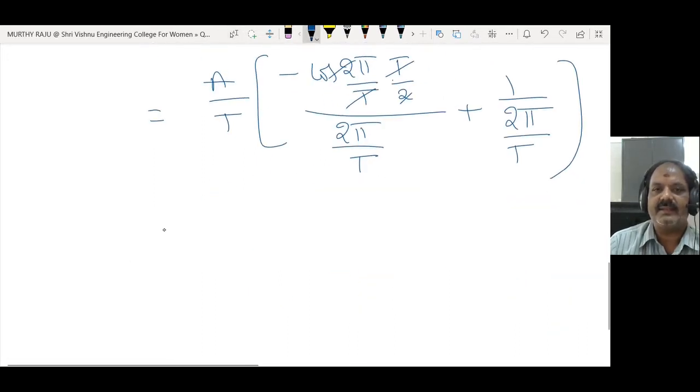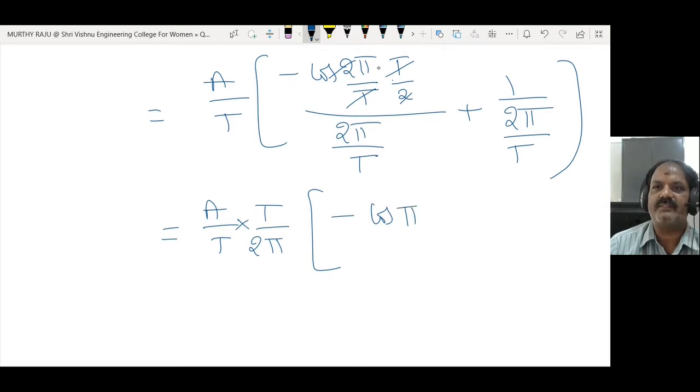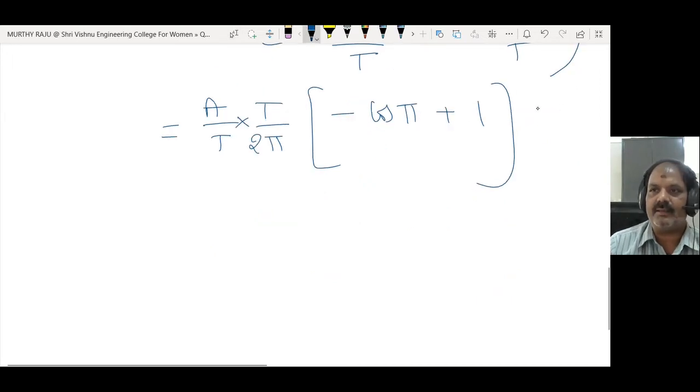Here A by T, this one is T by 2 pi. Bring out T by 2 pi, minus cos pi plus 1. Minus cos pi. Here, since cos pi is equal to cos(90 + 90), that is minus sin 90. Minus sin 90 is minus 1. Therefore, cos pi is equal to minus 1.